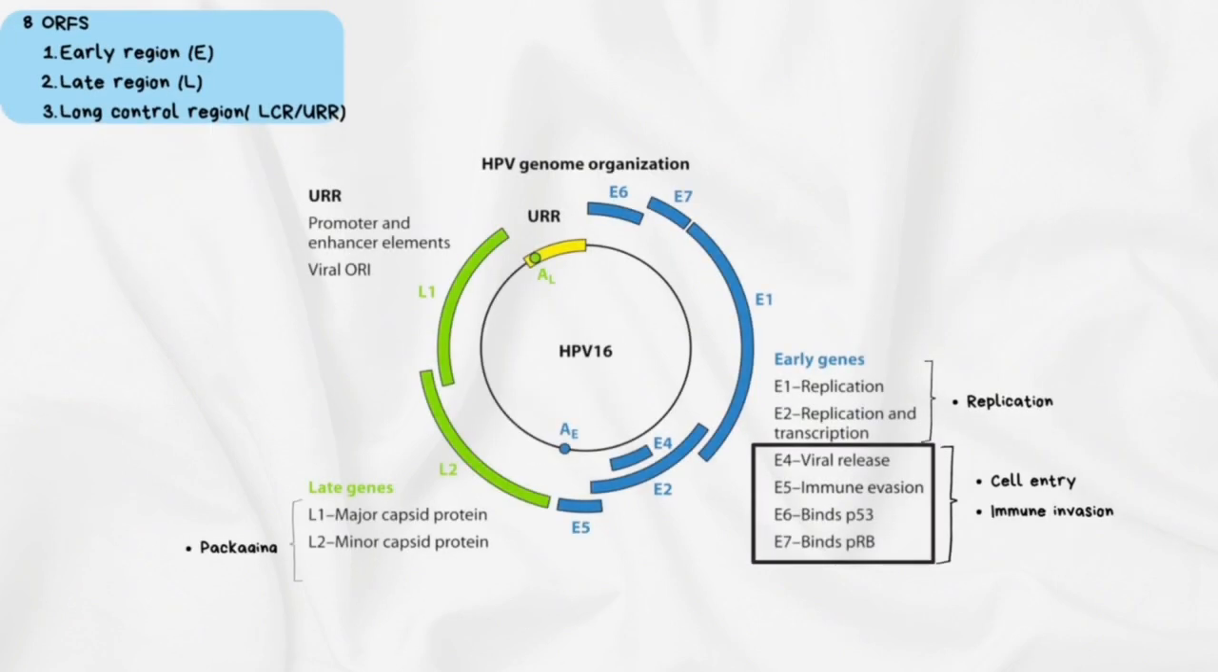This is the HPV genome structure. It consists of about 8 open reading frames that are divided into 3 functional regions: the early region, the late region, and the long control region, which is a non-coding part. The genes E4, E5, E6, and E7 play roles in cell entry, immune evasion, and virus release, and thus are involved in the formation of koilocytes.